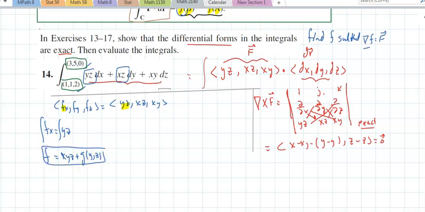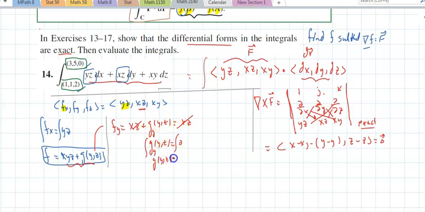Now, even though this is a special case and I could get to the answer quickly, I'm still going to do this the long way. If I take the partial with respect to y, I will get xz plus g sub y of yz, and that should equal the xz. Those cancel out, so g sub y of yz equals 0, and when I integrate, I'll get g of yz to be some function of z.